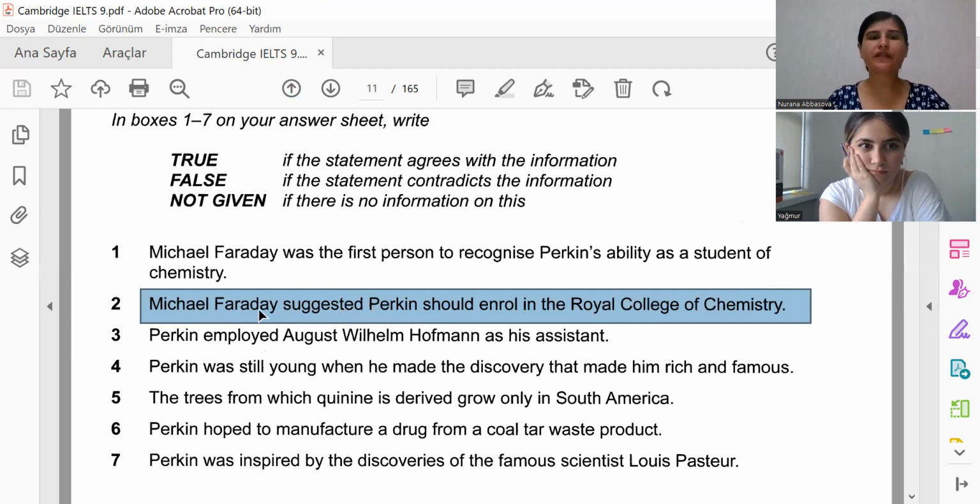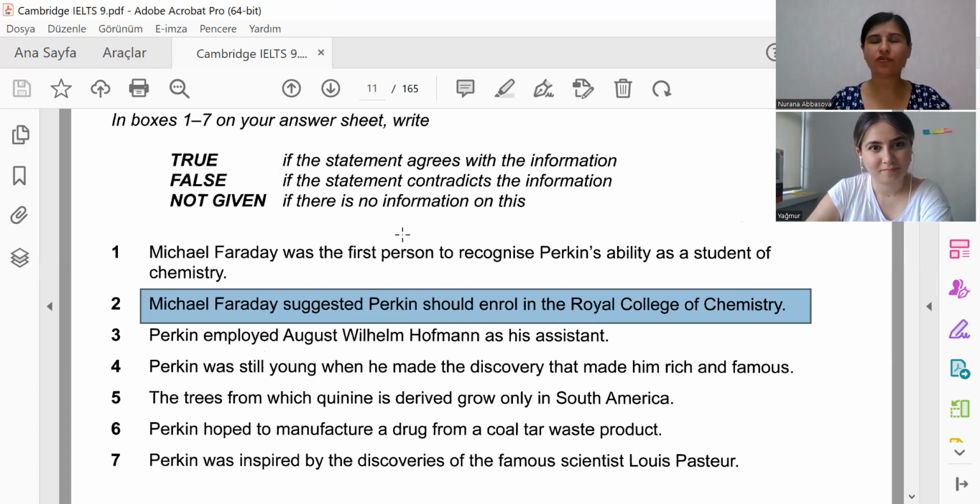False means the information here contradicts the information in the text. For example, in the text, it says, Julia was a doctor. Here it says, Julia wasn't a doctor. So, contradiction. Not given. Not given is a little bit tricky. It has 2 types of answers.